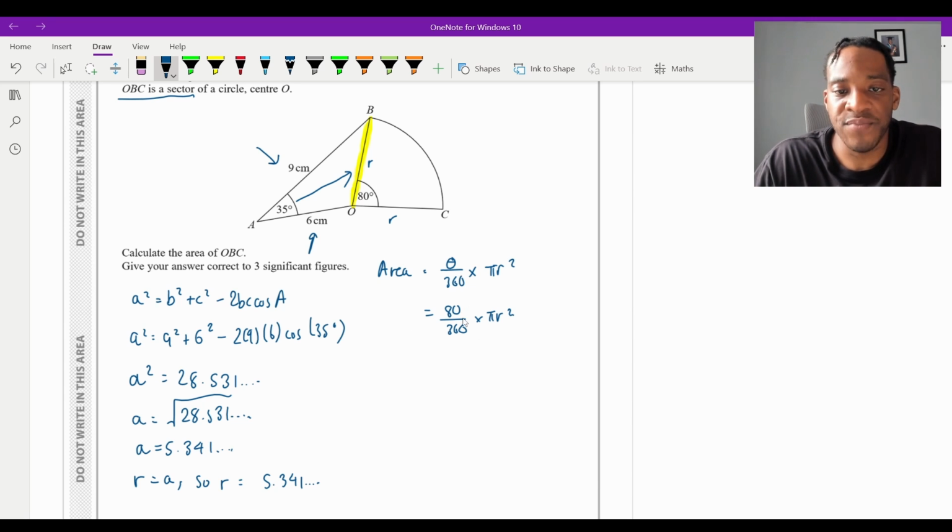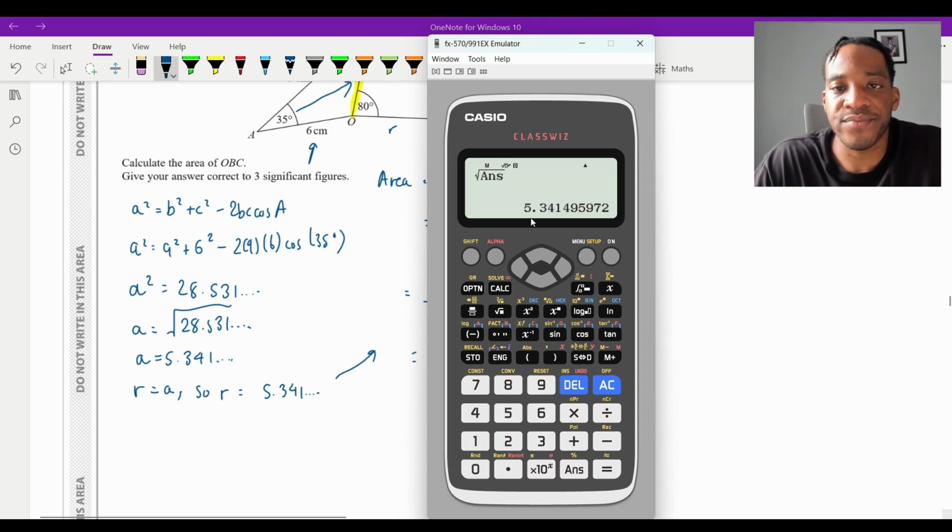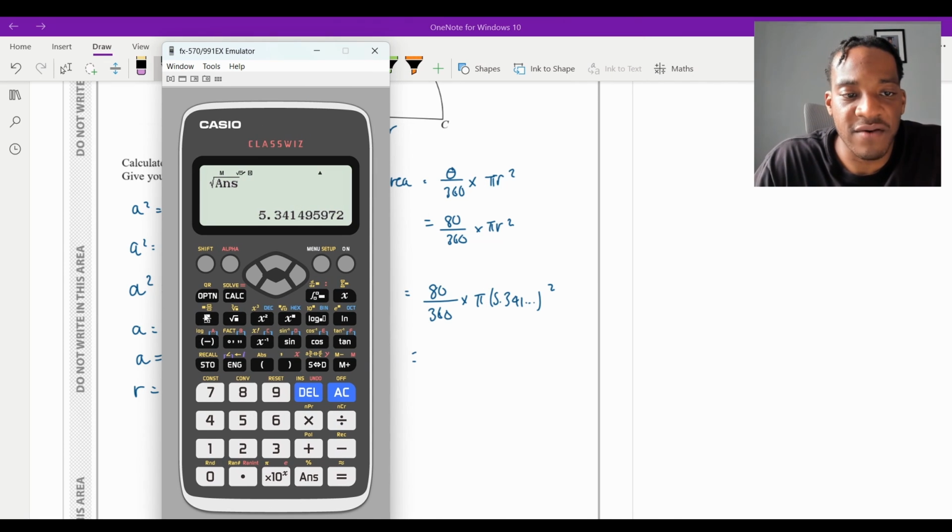We said that the formula is this here. We already had the angle, 80 degrees, at the beginning. We needed the radius and we found that now, so we can just punch this into here. So it's going to be 80 over 360 multiplied by pi, and then the radius is 5.341... all squared. Now I'm going to put this into my calculator and see what it gives me. It's a fraction, 80 over 360, multiplied by pi, and then that number, which I already have stored in my calculator, squared.